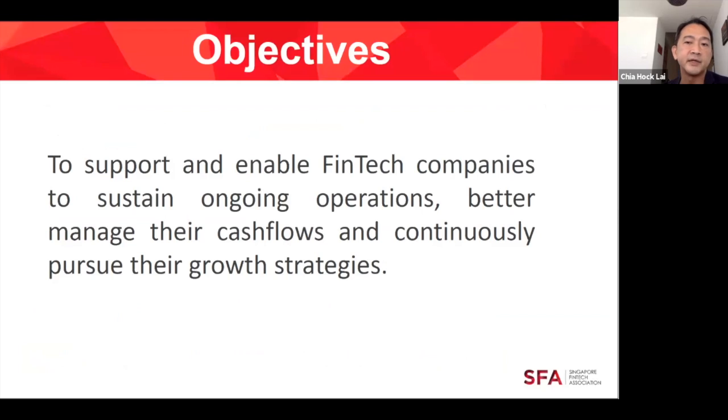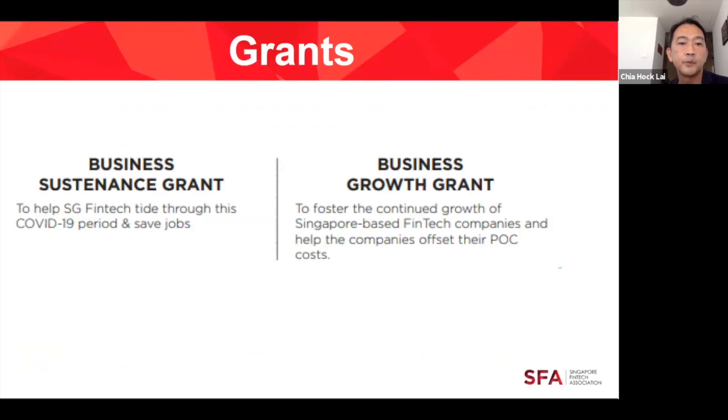So basically the objective is really twofold. One is to support the FinTech in the short term in terms of their ongoing operation, and also to help them to grow during this difficult period. Next slide. So basically there are two types of grants available under this scheme. One is the business sustenance grant. So this is really to help the FinTechs in the short term to save jobs. The next grant is called business growth grant. It really is to help them to sell during this pandemic through the APIX platform by doing proof of concepts on the APIX platform. Next.